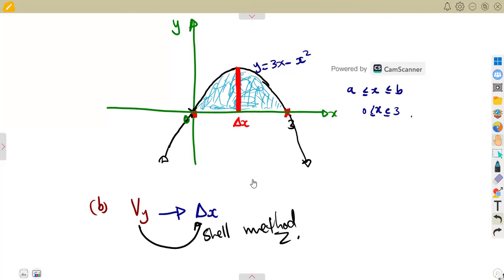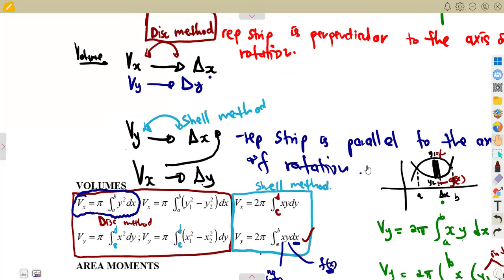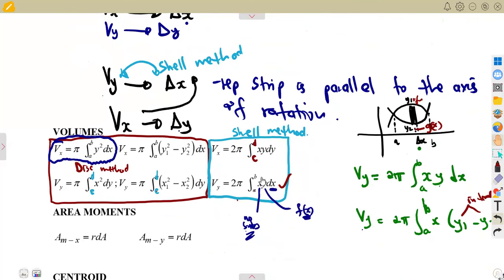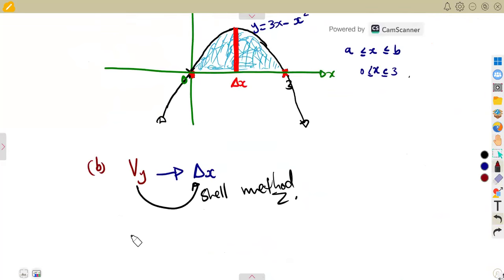So we conclude and say that if you're calculating the shell method for Vy, these are the formulas for the shell method. So this one is going to be given now. And Vy is this. So you're going to take this one for Vy, which is our shell method. Remember, we are calculating Vy, but having the strip for what? The strip for x.